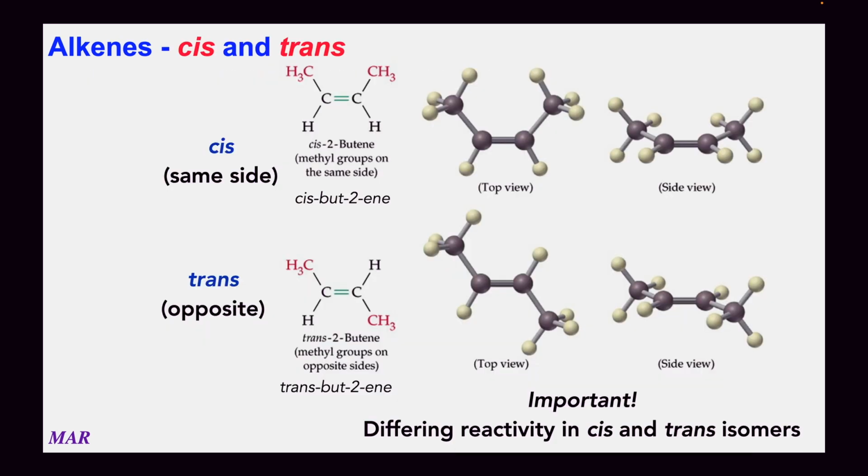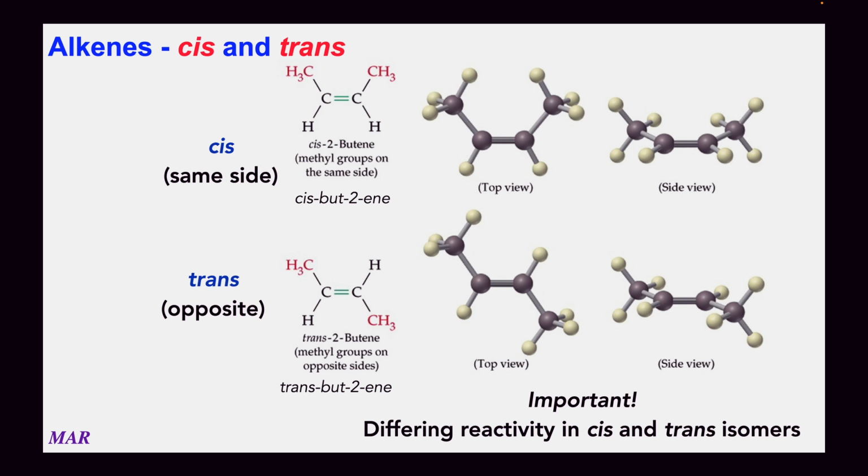Cis and trans is incredibly important. Cis and trans is when you have different orientations of atoms around the double bond. And we saw a little bit of this in chapter 19 with inorganic compounds. This is the organic chemistry version of cis and trans. And it's always around a double bond.